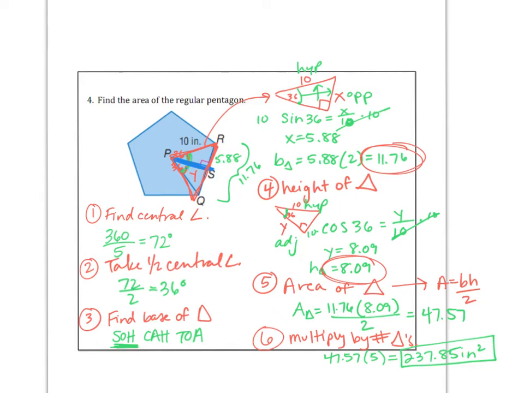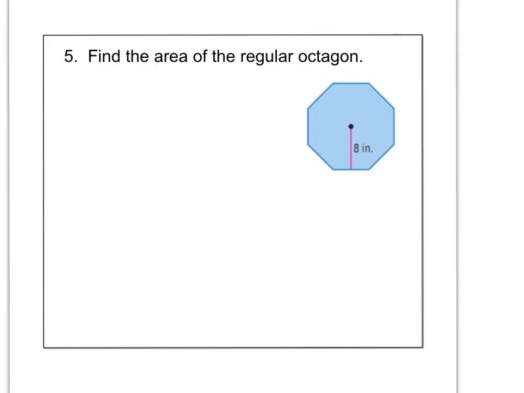Hey, that was fun, huh? Check that out. Okay, let's try the next one. Number 5. Find the area of a regular octagon. An octagon has 8 sides. So we're going to go through the 6-step process here.